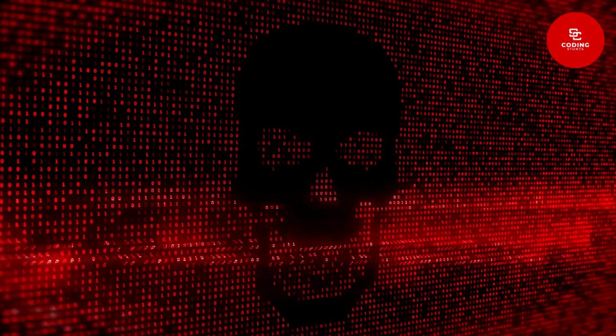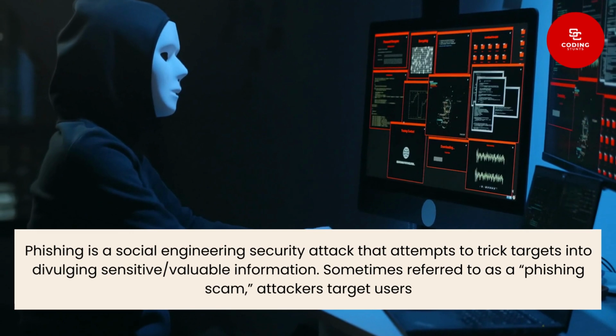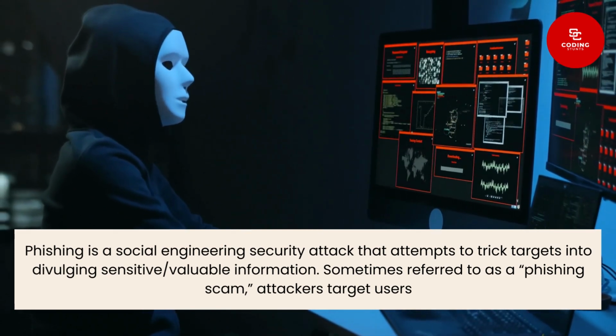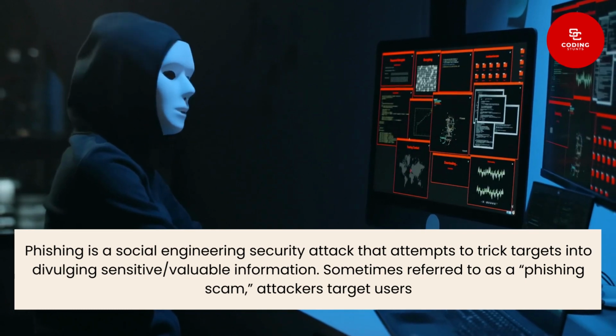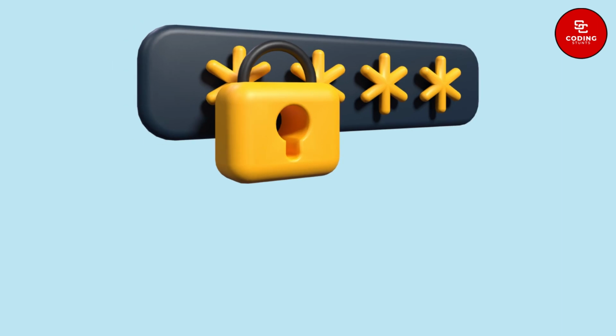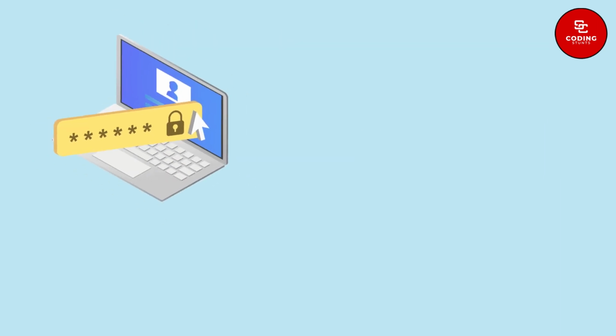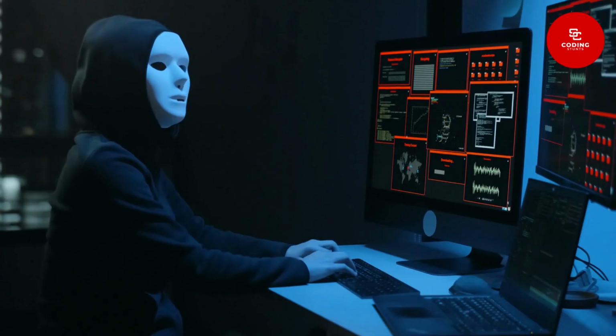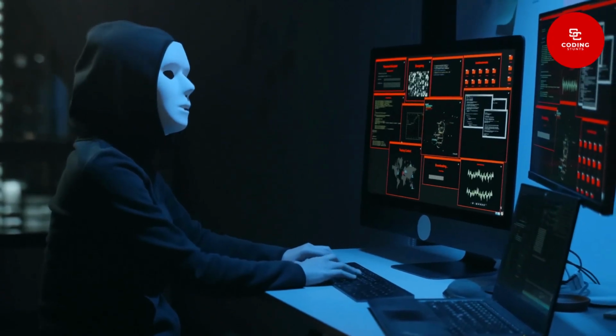Phishing is a social engineering security attack that attempts to trick targets into divulging sensitive or valuable information. Sometimes referred to as a phishing scam, attackers target users' login credentials, financial information such as credit card or bank accounts, company data, and anything that could potentially be of value.